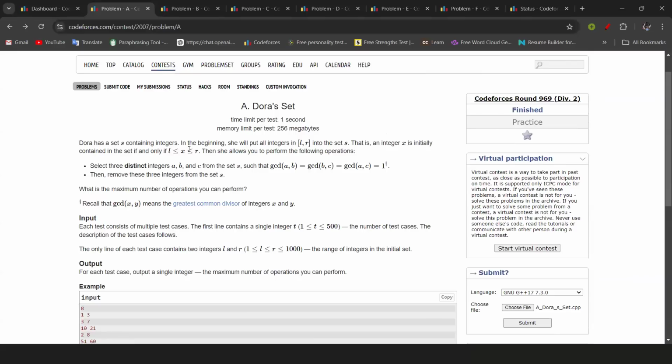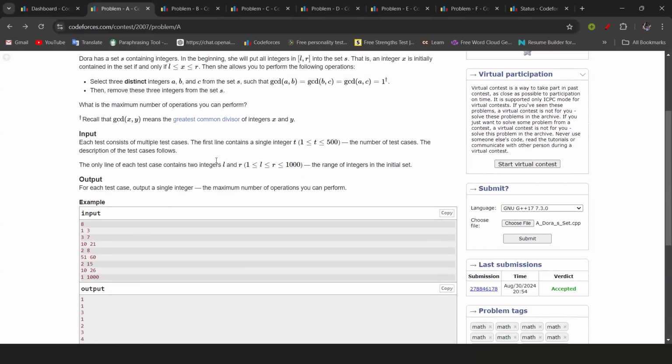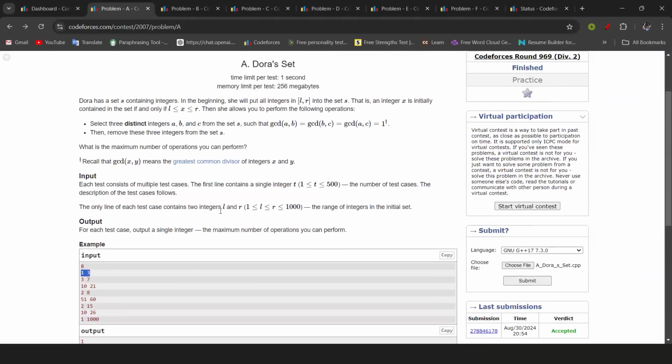In this problem, you are given a range L and R. As an input, you are just given 2 integers L and R. That means all the integers in the range from L to R. So if it is 1, 3, all the integers in the range, that is 1, 2, 3, are in a set S. So set S represents all the integers in the range from L to R.